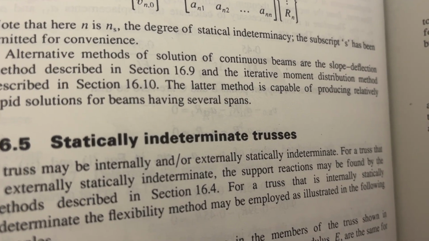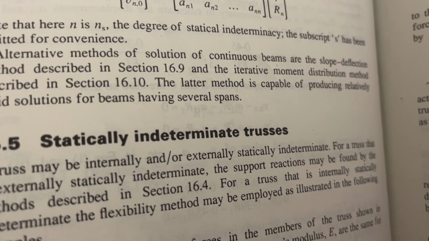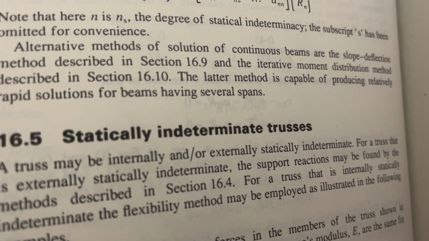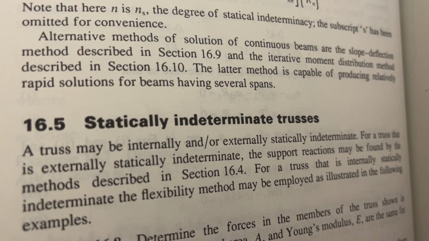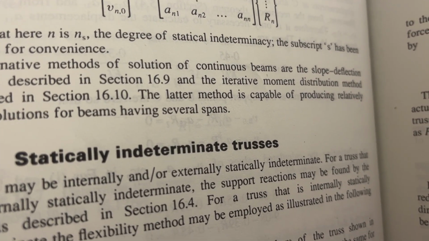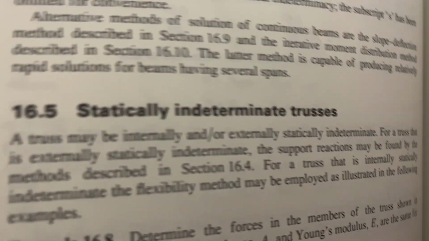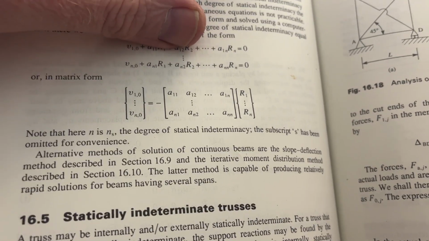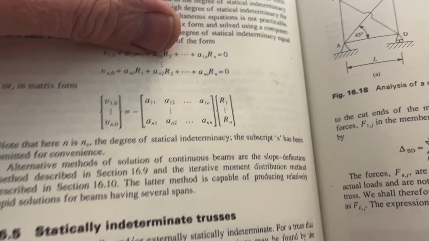Alternative methods of solution of continuous beams are the slope deflection method described in 16.6 and the iterative moment distribution method described in section 16.10. The latter method is capable of producing relatively rapid solutions for beams having several spans. Okay, so guys, that was just a good example of the flexibility method for two unknown supports in a continuous beam.